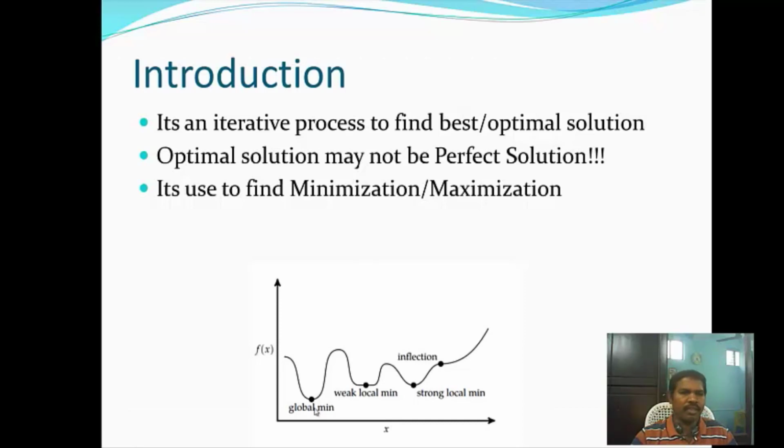But in some cases in optimization we don't find that optimal solution. It's not equal to a perfect solution. So we need to understand that. Finally, optimization is used to find the minimization or maximization of any concept.